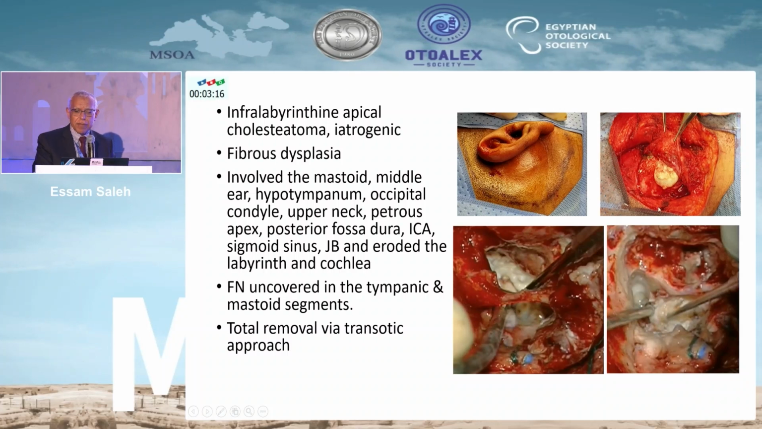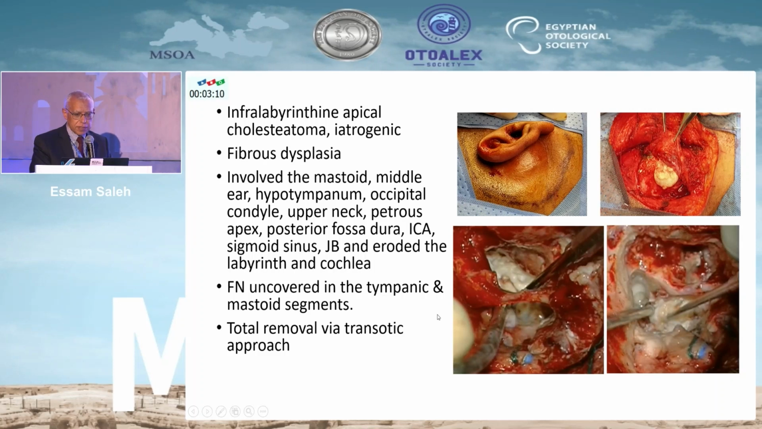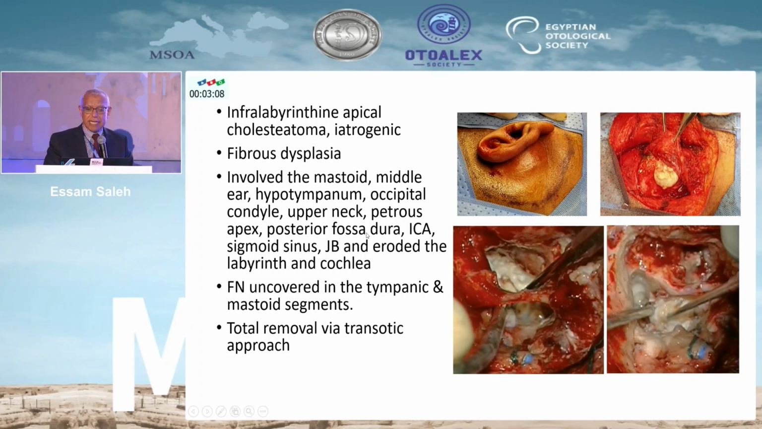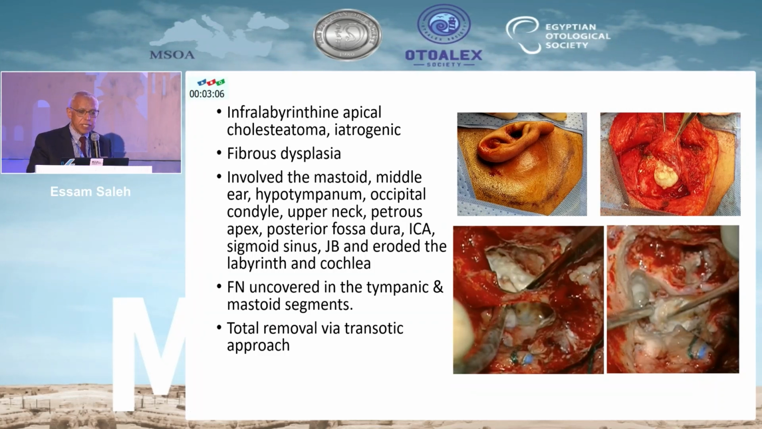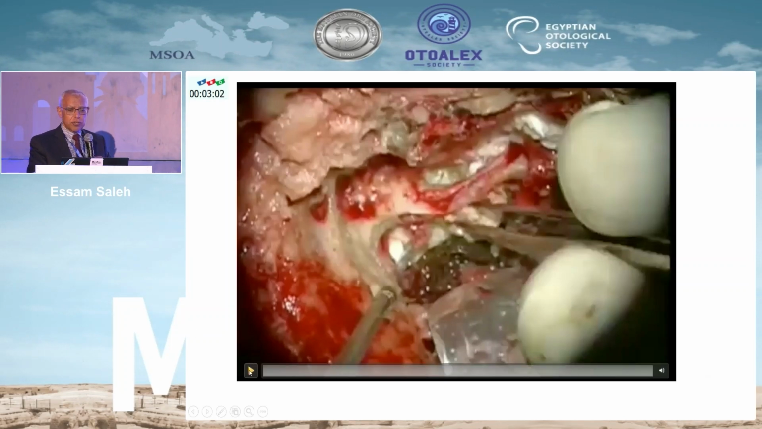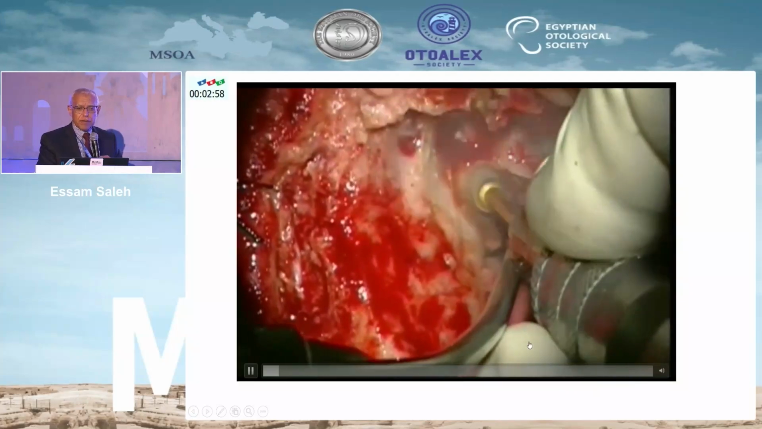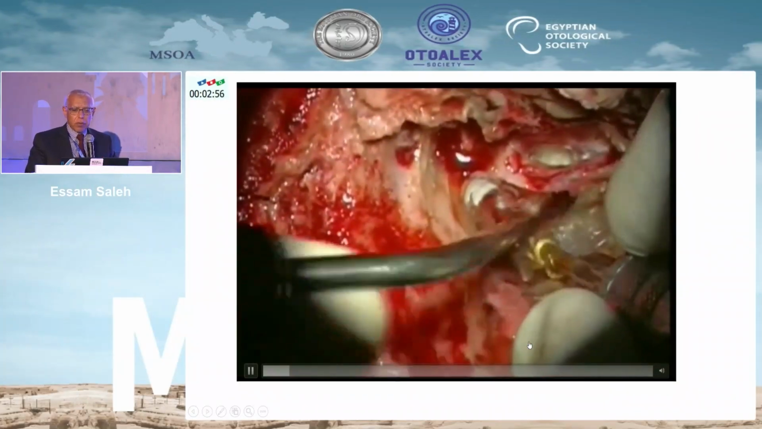Once we opened, we found the cholesteatoma just bulging, and the facial nerve luckily was not injured, and it was saved. But as I said, it was very extensive. All the posterior fossa dura, all the middle fossa dura were exposed. These are just glimpses from the surgery. And you can see that the facial nerve has been here hanging.